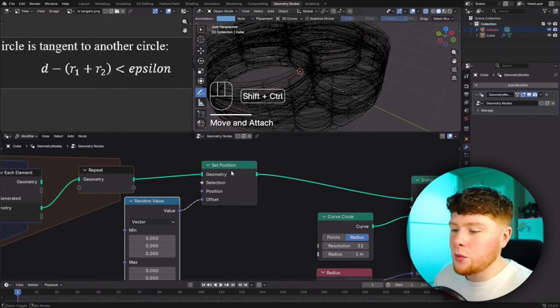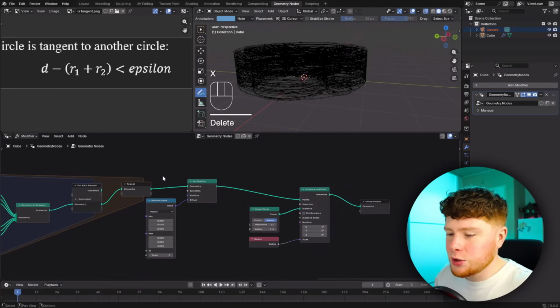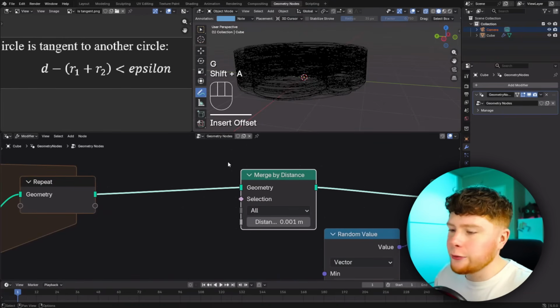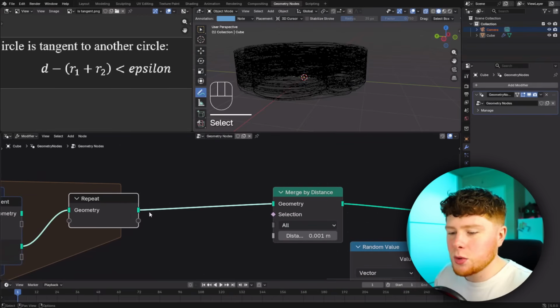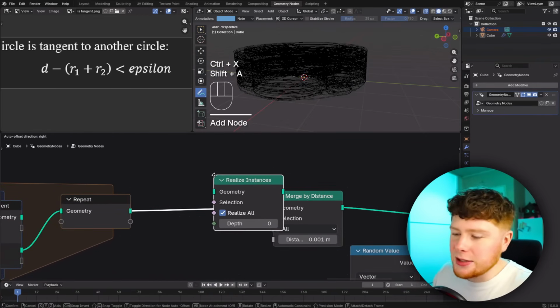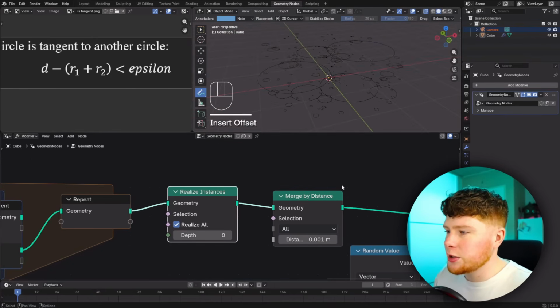So basically, we want to merge points if they are really close to each other. So let's do a merge by distance node. And of course, that doesn't really work yet, because what comes out of this are instances. So let's realize those instances. And then you see we have a lot fewer points and it's a lot more responsive.